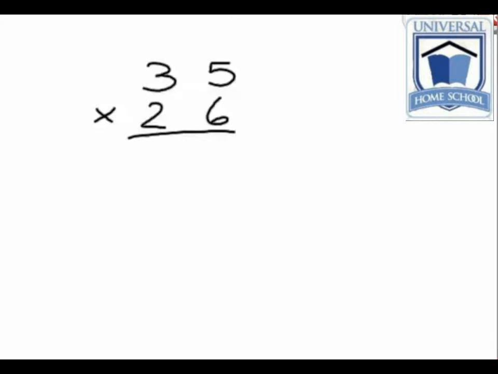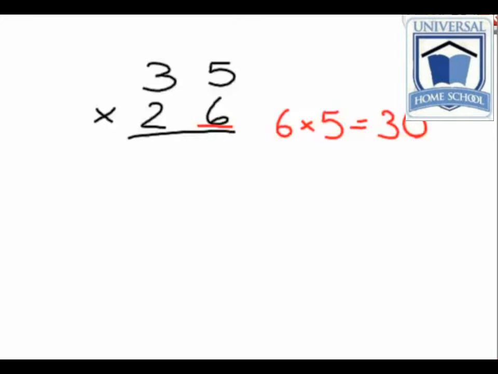The 5 and the 6 are in the same column, so the 6 is directly beneath the 5 and the 2 is directly beneath the 3. We're going to start off multiplying using just the 6. Okay, then we multiply the 6 times the 5, then we do 6 times the 3, and we move from right to left. 6 times 5, 6 times 3. The first thing we do is 6 times 5. And 6 times 5 equals 30.